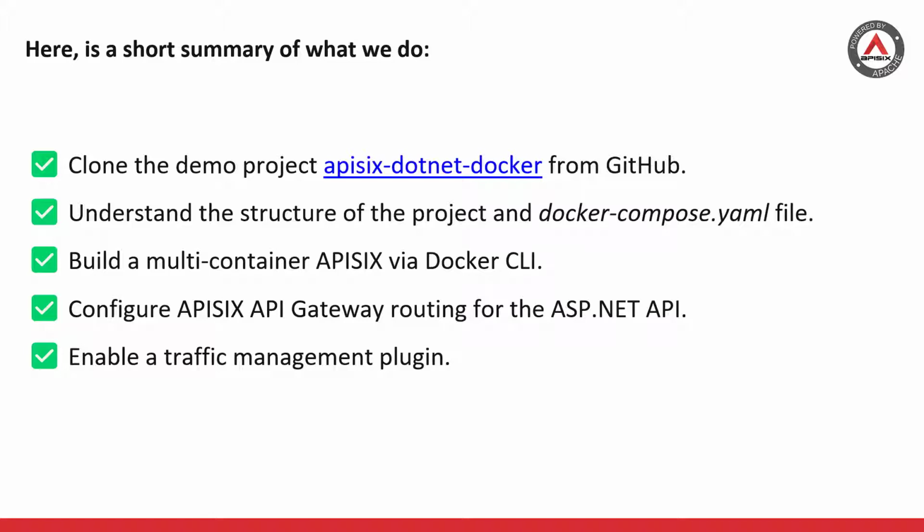What we do today, we are going to clone a demo project called apisix-dotnet-docker from my GitHub repo and understand the structure of the project. We'll walk through the Docker Compose YAML file, and we're going to build the multi-container APISIX via Docker CLI, and configure APISIX routing for our ASP.NET API. And at the end, I will show you how to enable the traffic management plugin.